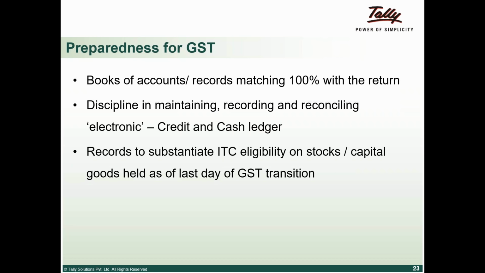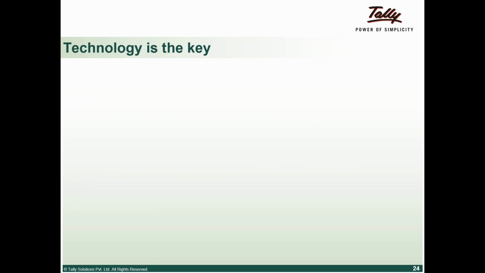Then the capital goods held on the last day of the appointed date of GST transition. This is information that needs to be recorded properly, revised or revisited, and you must ensure that the records are proper, such that there will not be much delay in getting those credits, and in the big transition to the GST itself.